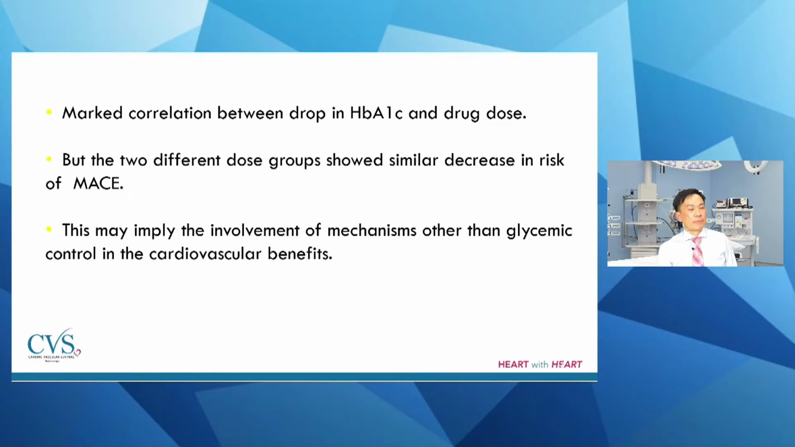Now, there was a marked correlation between the dose of the drug and the drop in HbA1c, but the two different dose groups, which is the 10 milligram and the 25 milligrams, did not show a similar decrease in risk. That means the higher dosing did not decrease heart failure much more, which implies that, again, there was a mechanism other than glycemic control in preventing cardiovascular deaths. And this we are going to talk about a little bit later to see what might be the reasons behind it.